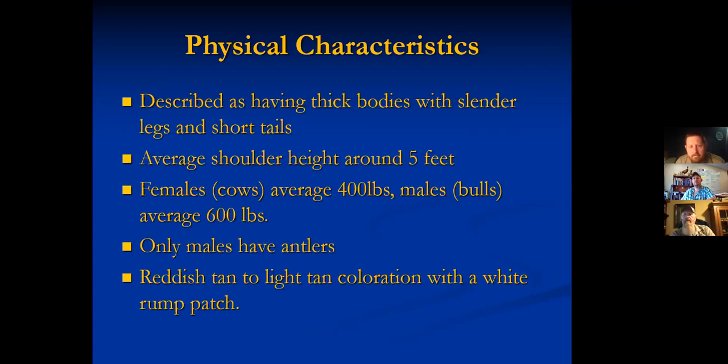The average height of an adult elk is around 5 feet at the shoulder. There are some differences in that cows are maybe a little bit shorter, but generally they're about 5 feet at the shoulder. And again, as we're talking terminology, the females are called cows. The males are called bulls. As far as weights, the average cow is around 400 pounds, depending on her age and what kind of nutrition she has.